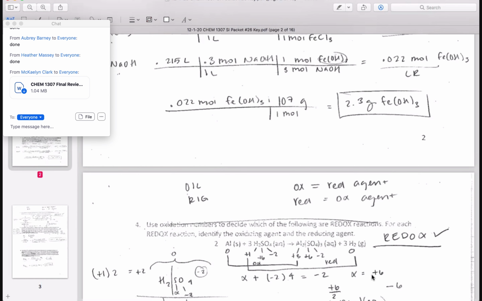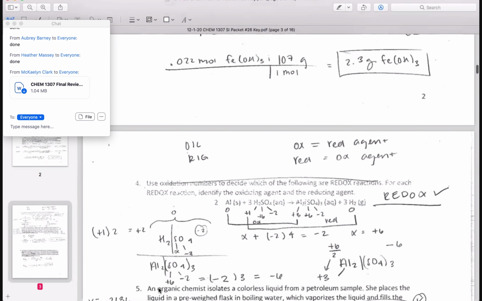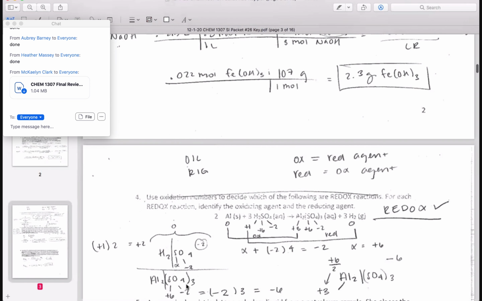And this method can be applied to Al2(SO4)3 over here on this side. It can be applied to any of those bigger, more confusing compounds, as long as you just break it up in half like this. So you guys should see here, I also wrote out my Al2(SO4)3 in case you wanted to see the work for that. It's the same exact process.